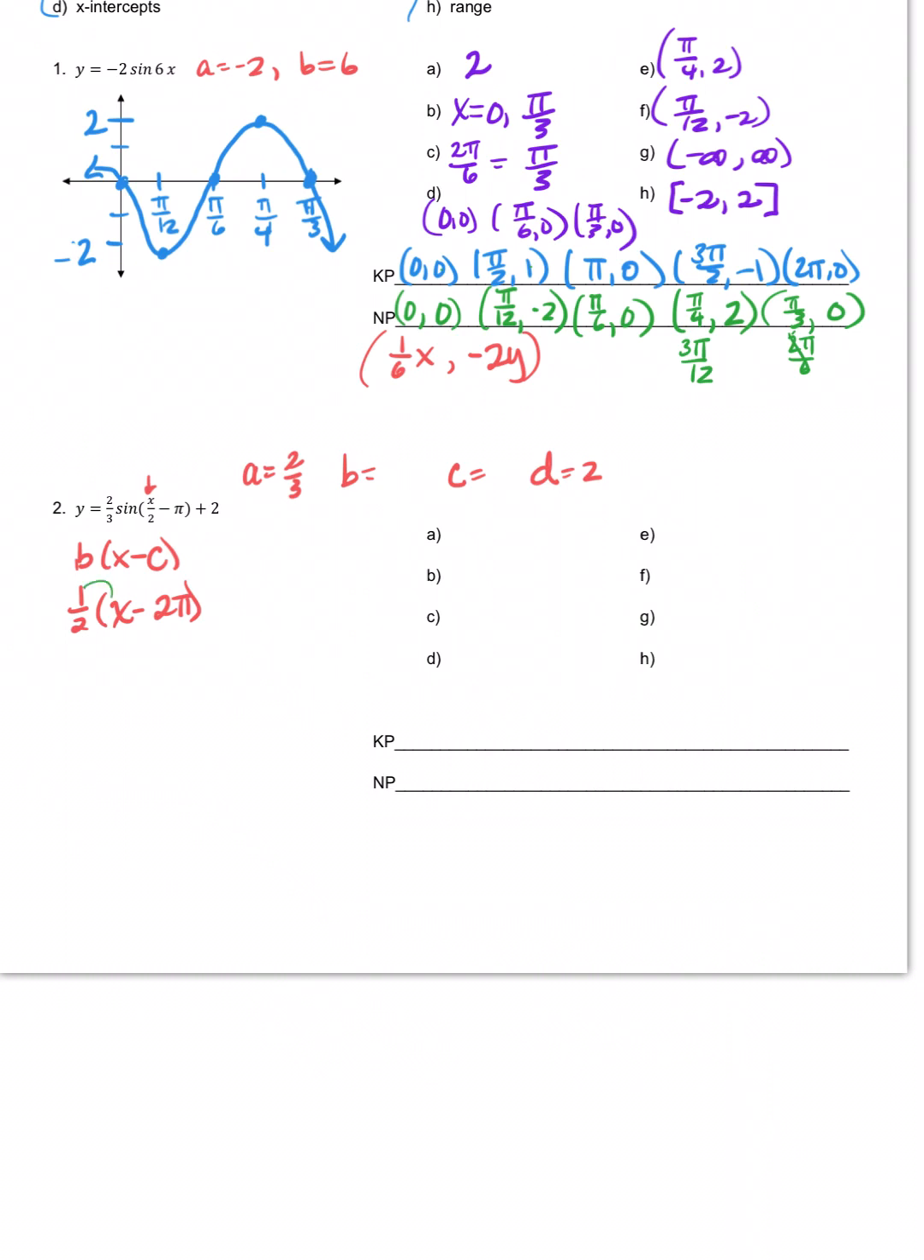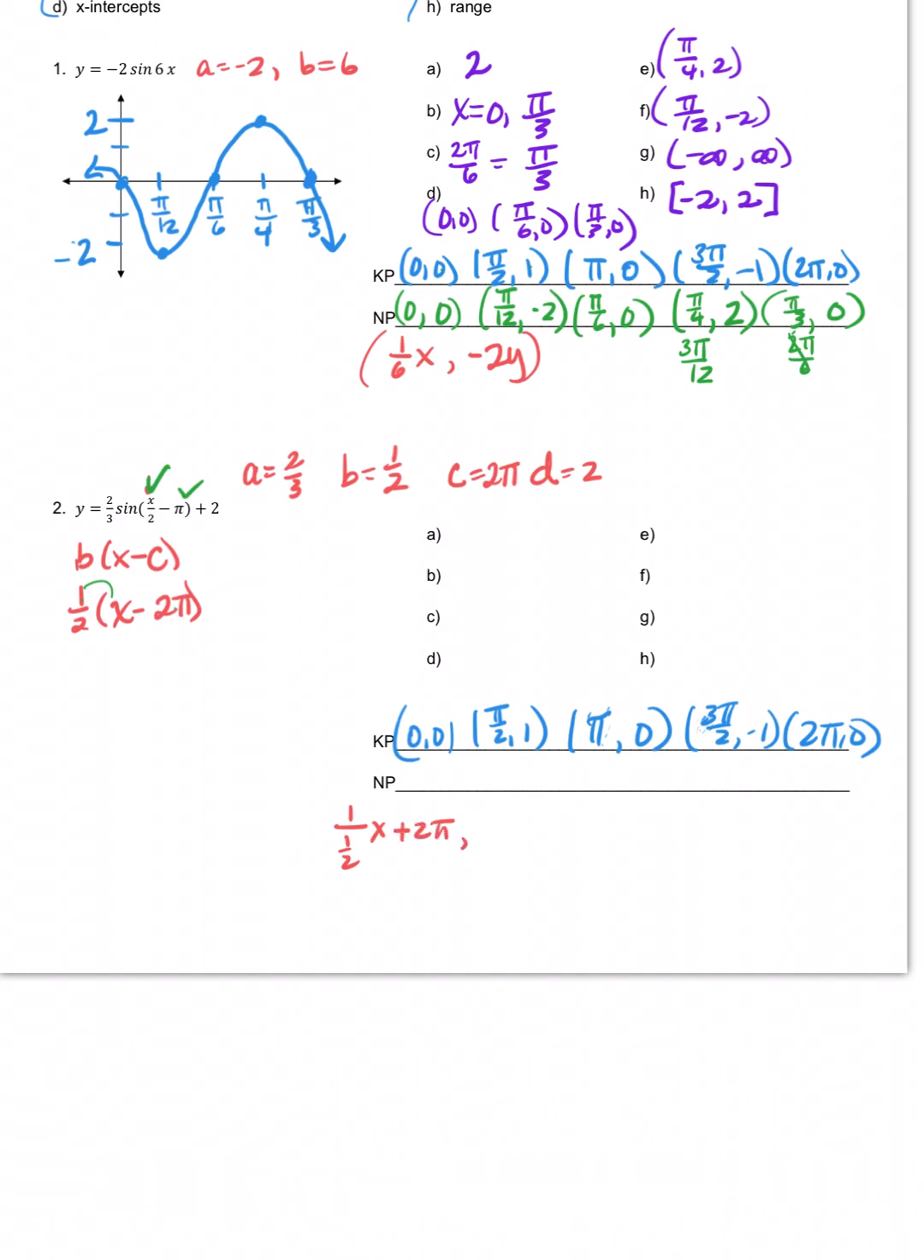Okay, 1/2 times x gives me 1/2 x, so that works. 1/2 times 2 pi gives me pi. Okay, now I can see clearly that b is 1/2 and c is a positive 2 pi. Remember to change the sign. So how are my points changing? Well, let's see, it's 1 over 1/2 times x plus 2 pi.